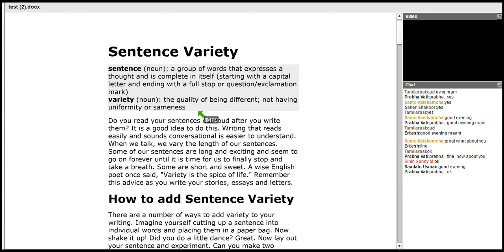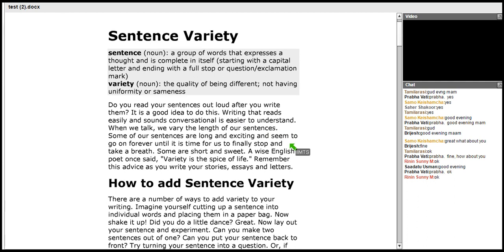So variety: the quality of being different, not having uniformity or sameness. Do you read your sentences out loud after you write them? It is a good idea to do this. Writing that reads easily and sounds conversational is easier to understand. When we talk, we vary the length of our sentences. Some of our sentences are long and exciting and seem to go on forever until it is time for us to finally stop and take a breath. Some are short and sweet. A wise English poet once said, variety is the spice of life. So you need to have the same variety in writing sentences too, right? To add spice to your English.